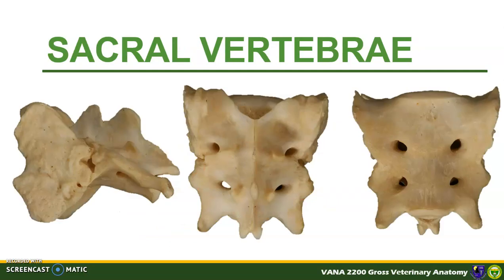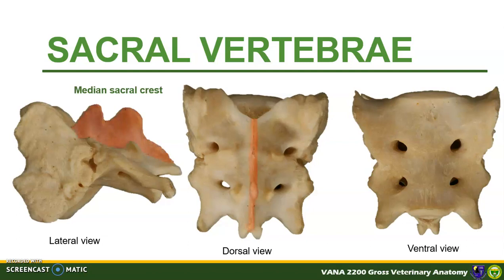Bodies and the processes of the three sacral vertebrae fuse to form the sacrum. Here is a lateral, dorsal, and ventral view of the sacrum. The median sacral crest is the fused spinous processes present at the dorsal surface of the sacrum. The wing forms the lateral parts of the sacrum that articulates with the hip bone to form the sacroiliac joint.